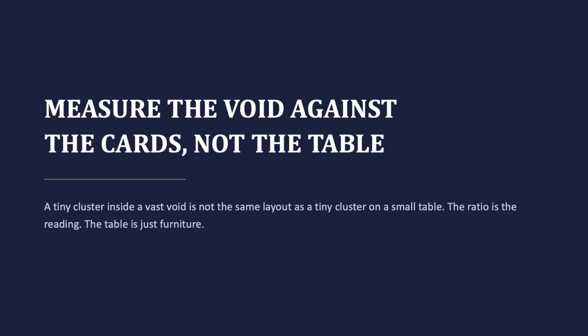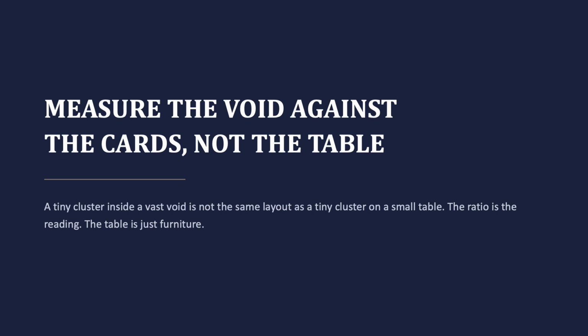I want to dwell on the proportion point because it is the one that makes the void measurable rather than mystical, and it is the one that will save you from writing vague things. Measure the void against the cards, not against the table. Here is why this matters enormously in practice. Suppose you write in your log, large void on the right. What have you actually recorded? Nothing usable. Large compared to what?